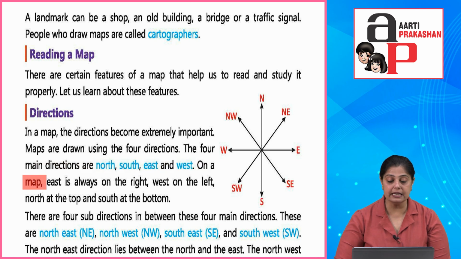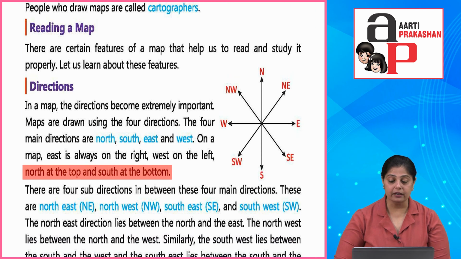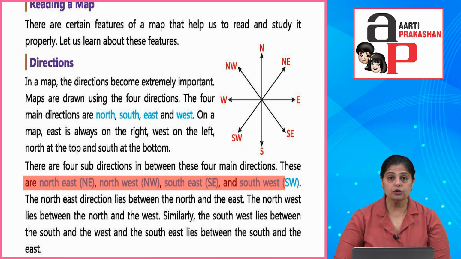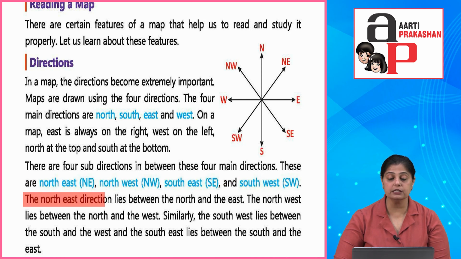On a map, east is always on the right, west on the left, north at the top and south at the bottom. Now, इसके भी, okay, the further division is that there are 4 sub-directions, okay, जैसे northeast, northwest, southeast, southwest, okay. So, the northeast direction lies between north and east.